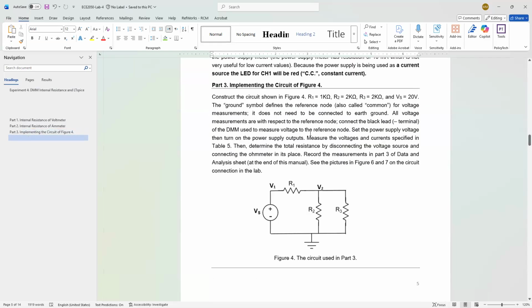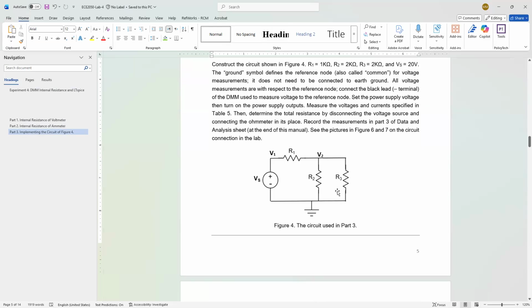After that, in the third part, you have to implement this circuit as you see here. In this circuit, you have a voltage source of 20 volts, and you have R1, R2, and R3, so all resistors. This one is similar to what we had in the class. Can you solve this one by hand to get V1 and V2 and get the current everywhere? You should be able to do that.